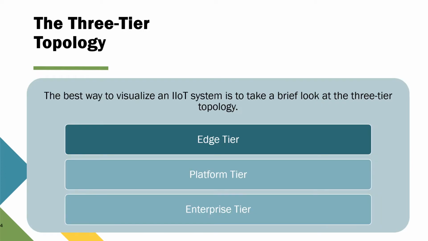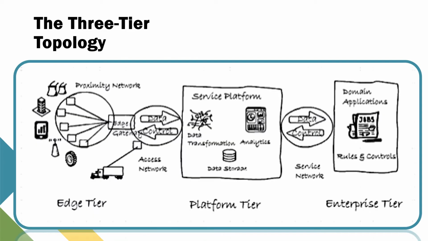The best way to visualize this IoT system is through the three-tier topology. There are edge tier, platform tier, and also enterprise tier. Let's see these three tiers in terms of illustration, so that it will be easier for us to understand. Now, when we look into these things in the illustration, you will see that there is the edge tier, we have the platform tier, and the third one is the enterprise tier.